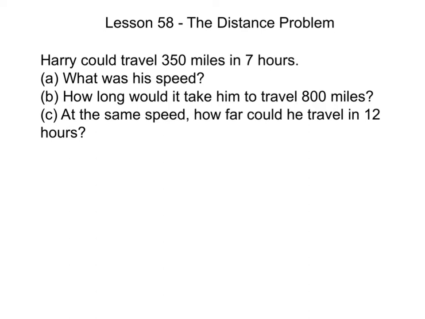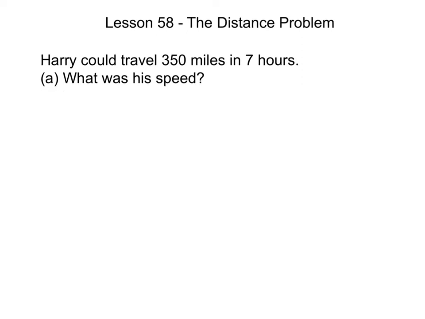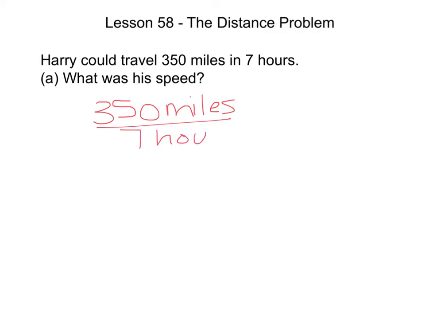Let's break this problem down into parts. In the first problem, it asks us, what is his speed? Well, the speed is just his rate. And what you have to remember is we can write the rate in two different ways. We could write 350 miles over 7 hours, or we could write 7 hours over 350 miles.